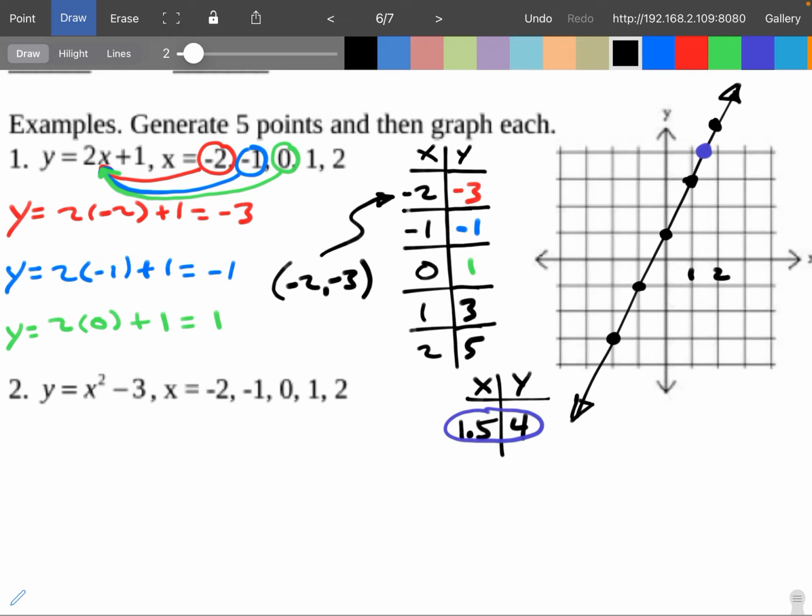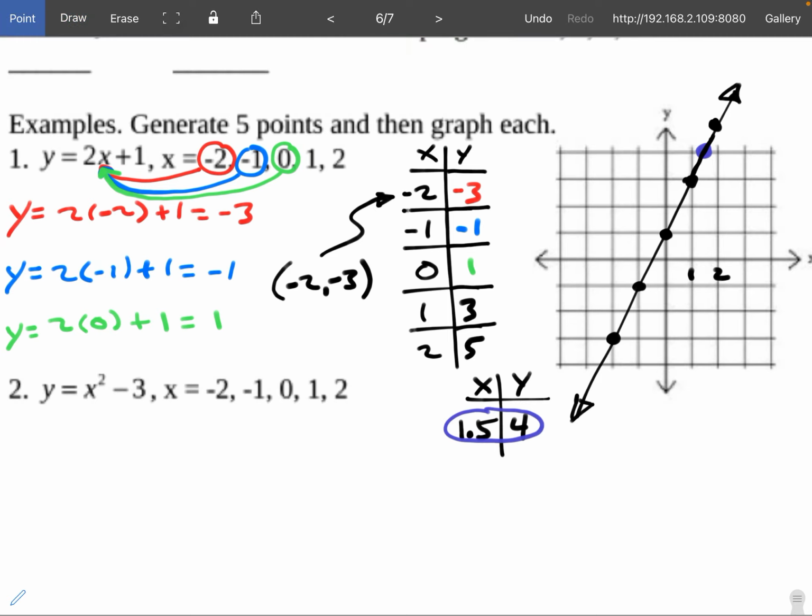what do I got here? This is 1 right here, right? And that's 2 right there. So if I put a whole bunch of fractions between 1 and 2 in for x, that's going to fill in this part of the line right here. That's going to fill that in. So that's why you connect the dots.